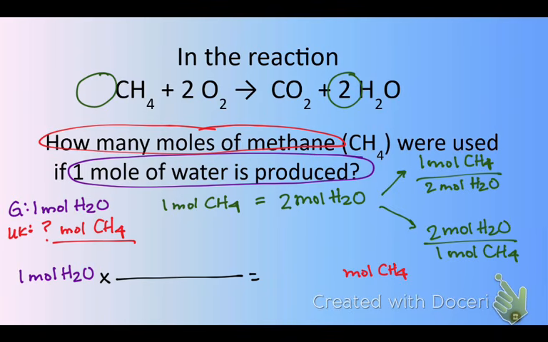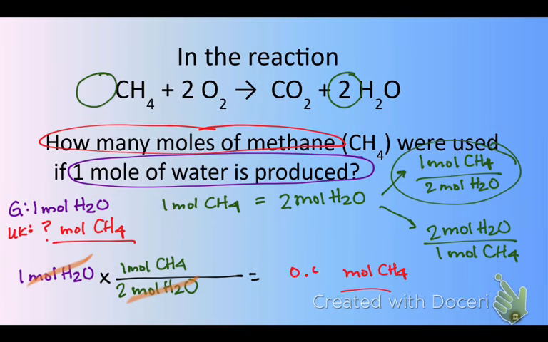Now the units we want go on top. So I'm going to use the one that has the units I want on top, which is this one right here. So I'm going to use 1 mole CH4 produces 2 moles of H2O. Now I know I set this up correctly because my units cancel out, moles of H2O and moles of H2O. So what am I left with? Moles of CH4. Now our numbers are top and bottom, so what are we going to do? Divide. And 1 divided by 2 is 0.5 moles of CH4.